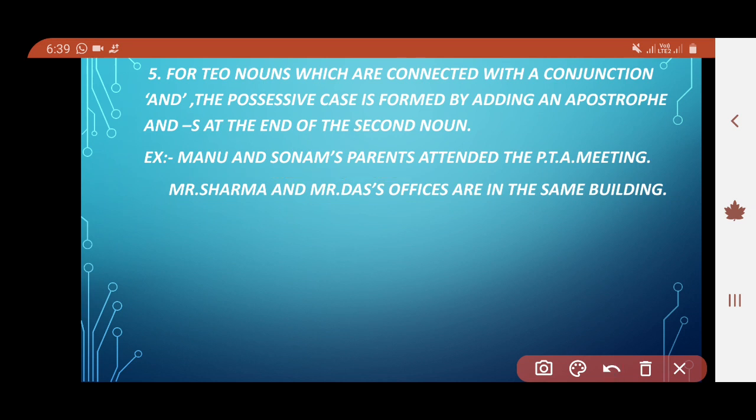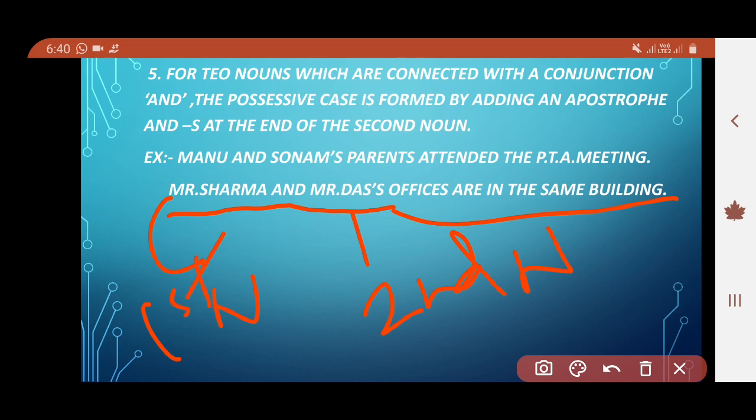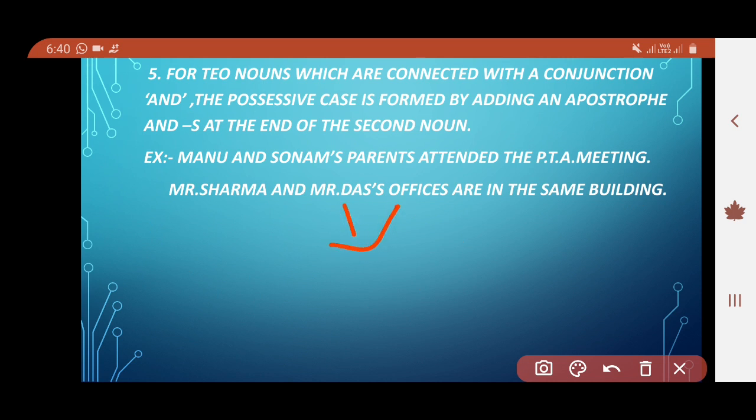Okay. Let's come to the second example. Mr. Sharma and Mr. Das's offices are in the same building. That means here Mr. Sharma is one noun, and Mr. Das's is the second noun. First noun and second noun. And here these two nouns are connected with the conjunction and. Yes or no? So what happens? We can form the possessive case in this case by putting an apostrophe mark and then an s at the end of the second noun. Okay, in this way we can form the possessive case.